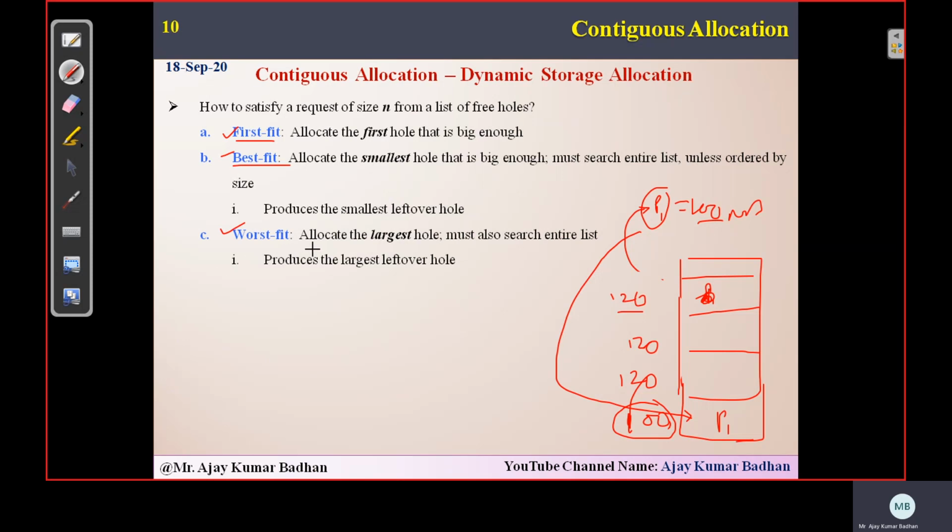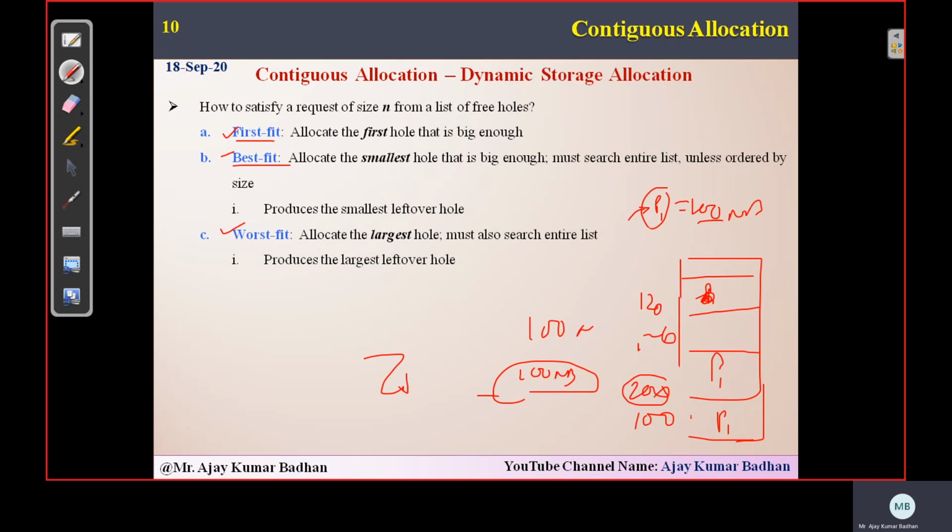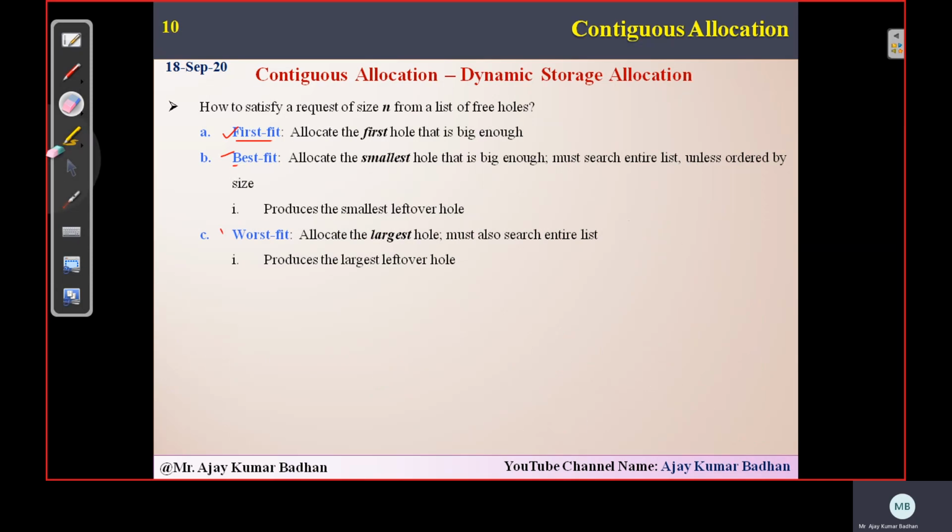Okay. Worst fit is nothing but allocating the largest hole. Suppose here I have 120, 120, 200 and 100. Worst fit means whichever is the largest hole, the system will search and allocate 200. So this will be allocated to P1, but P1 requires only 100 MB, so 100 MB is not utilized. This is internal fragmentation, a problem that exists when we use this method.